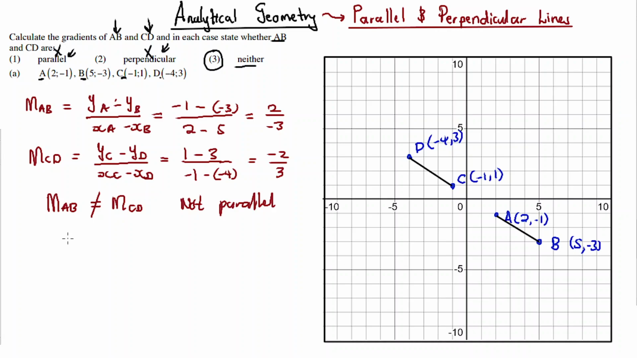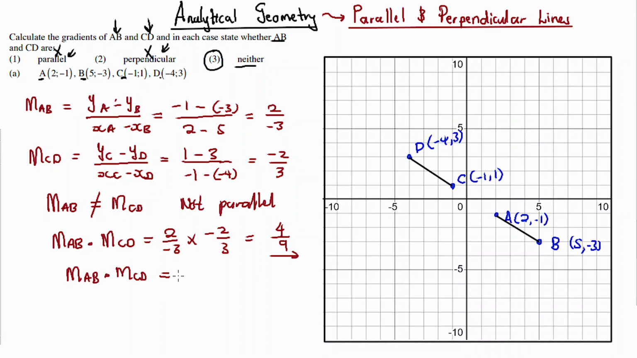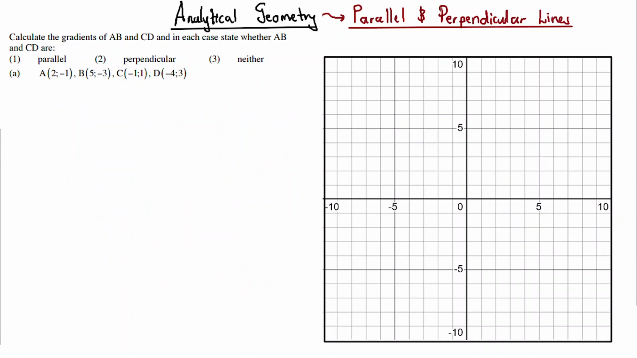And then when I take the gradient of AB and multiply it by the gradient of CD, let's see what happens. 2 over negative 3 multiplied by negative 2 over 3. I'm getting a positive 4 over 9. This is not equal to minus 1, so it means that the lines are not perpendicular as well. Let's take just one more example.